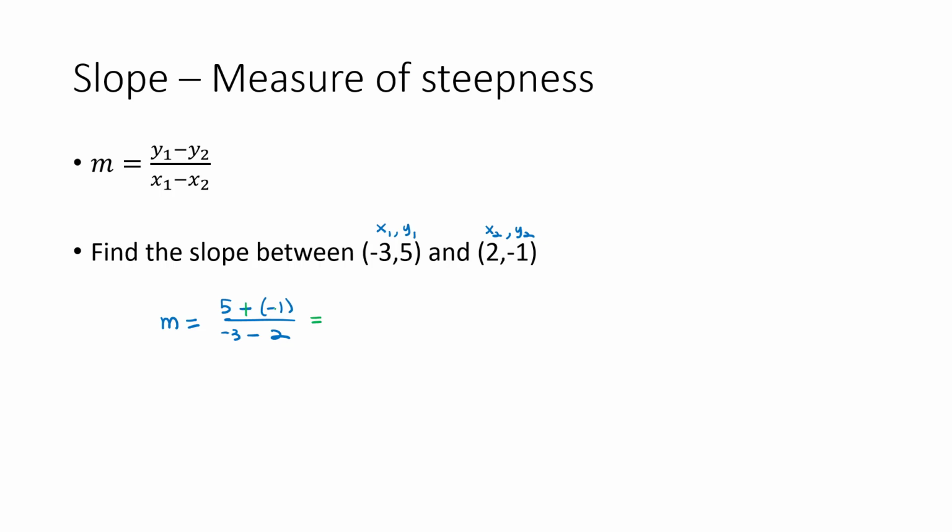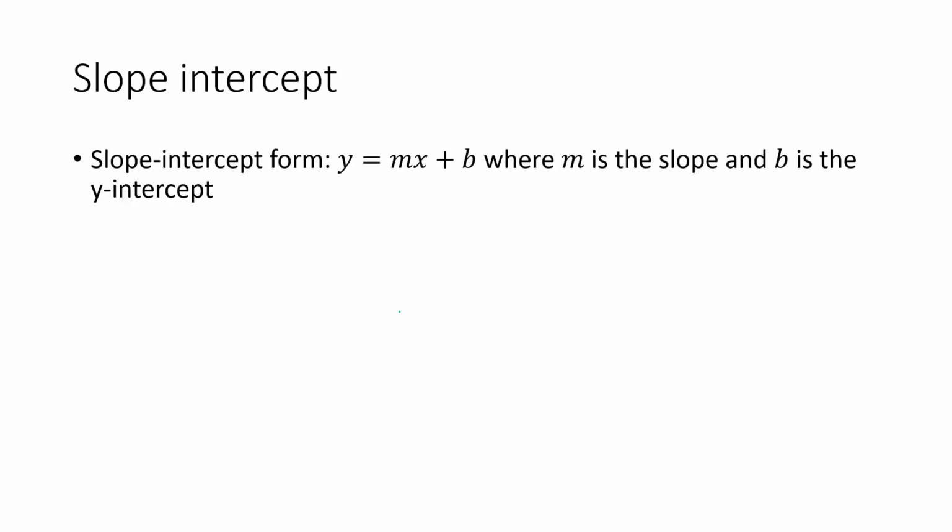And then we just simplify. Add in the opposite. 5 plus 1 is 6. Negative 3 and negative 2 is negative 5. And so the slope between these 2 points is negative 6/5. Straightforward, just using a formula. Another formula we should recognize from Algebra 1 is the slope-intercept form.